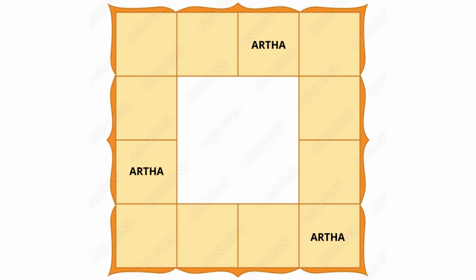Artha houses or economic houses. These are the houses 2, 6, and 10. These houses are associated with material resources and success at work. They represent wealth and assets in the second house, work and service in the sixth house, and career and professional status in the 10th house.